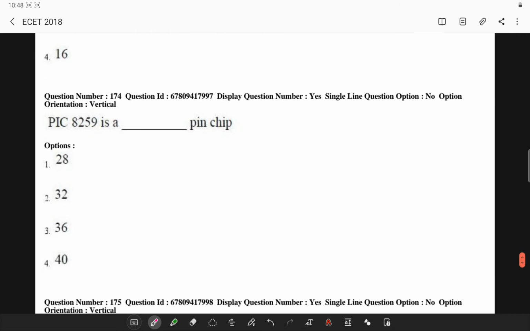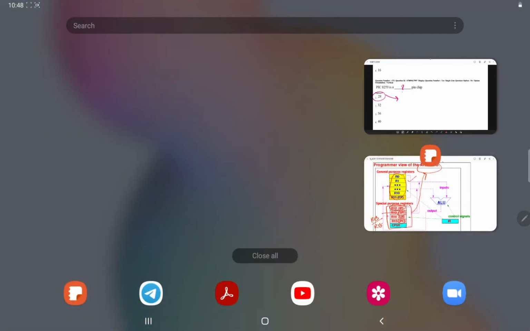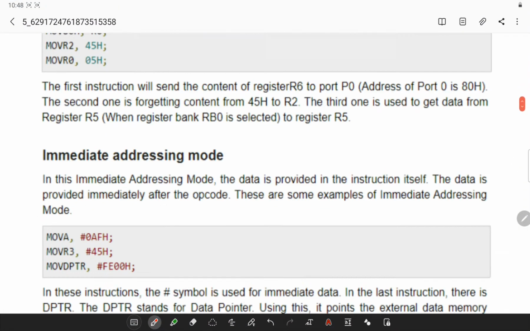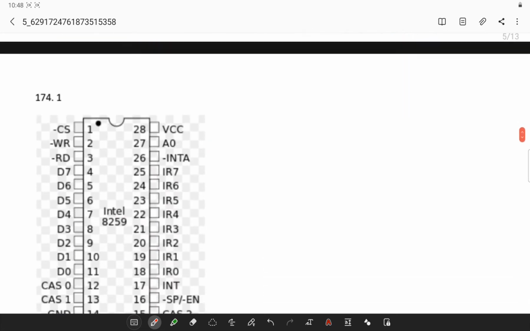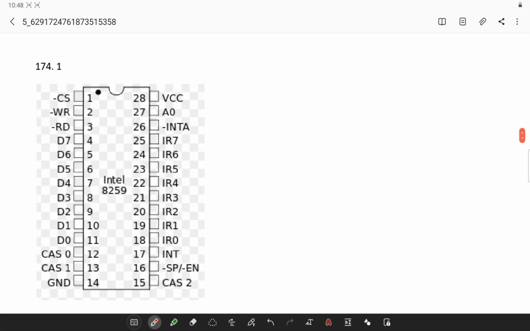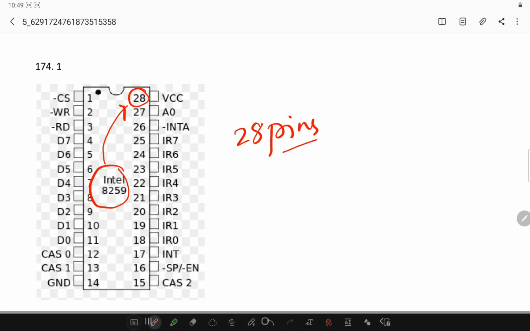So 8259 PIC is how many pins? Remember, it is a 28-pin configuration, and I'll show you the diagram for your clarity. So see this, it will have 28 pins. This is the Intel 8259 and it has 28 pins.